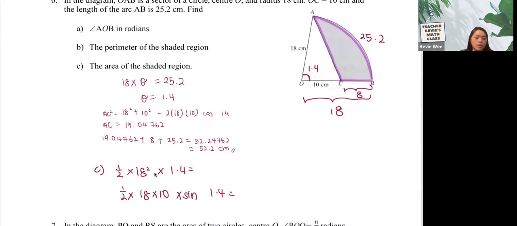Okay. Then this is your triangle. On top, it's your area of sector. Then we subtract them. Okay. Help me work it out, Ken. 2 minutes. Help me work it out.